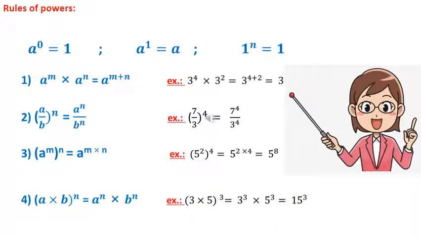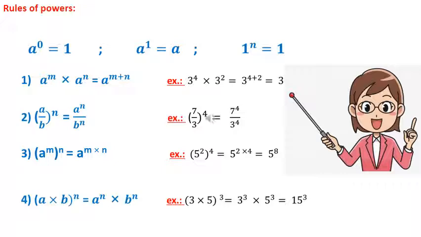There are some rules of powers that you have to memorize very well. Everything to the power 0 gives us 1. Everything to the power 1 means the number itself. And 1 to the power anything is also 1.